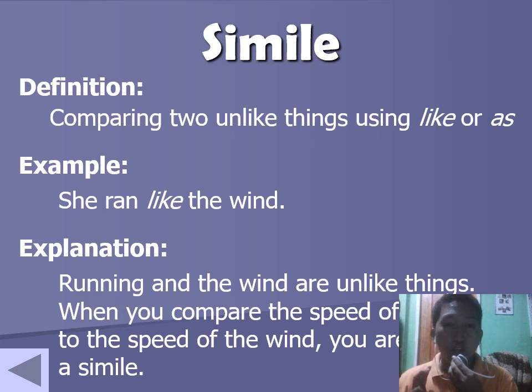So there are two unlike things in the sentence: the run and the wind. You are comparing the two unlike things, the run and the wind, and you are using like. So in the explanation here, running and the wind are unlike things. When you compare the speed of running to the speed of the wind, then you are using simile. Exactly. Again, simile is comparing two unlike things with the use of like or as.